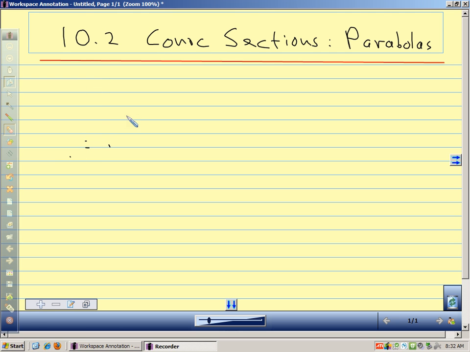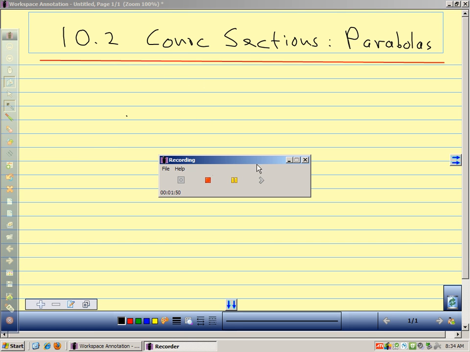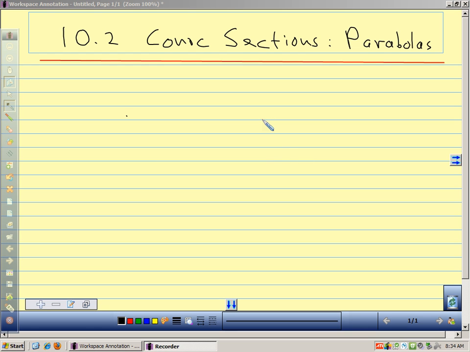And we already know a little bit about parabolas. We've worked with graphing parabolas. We know what the equation looks like. But we're going to work with the definition of a parabola. So we're starting with the definition of a parabola.